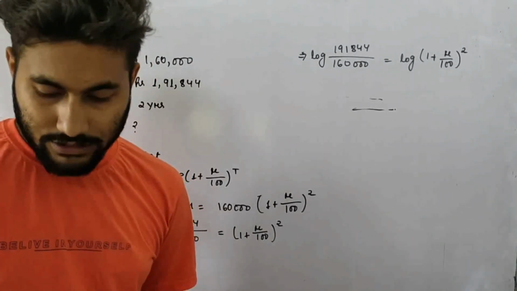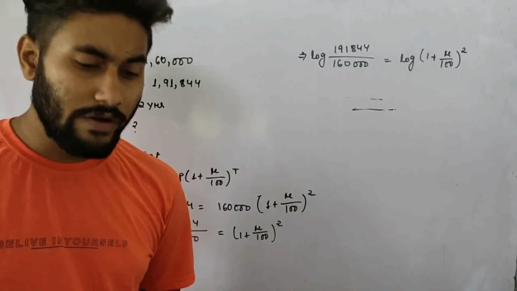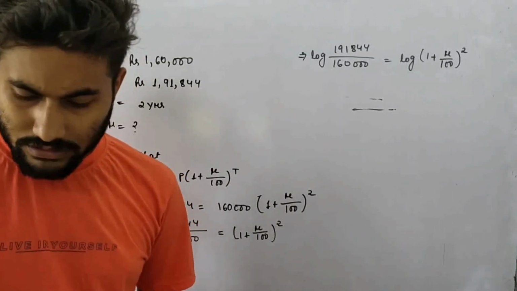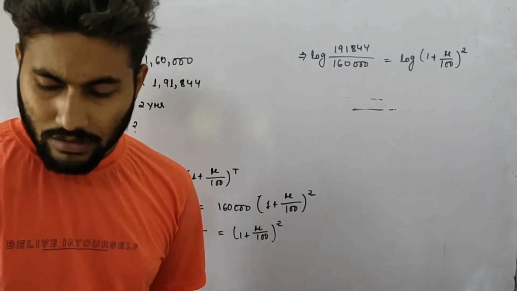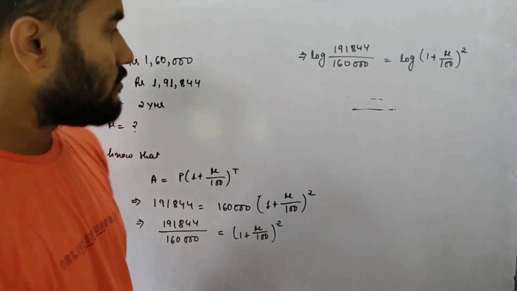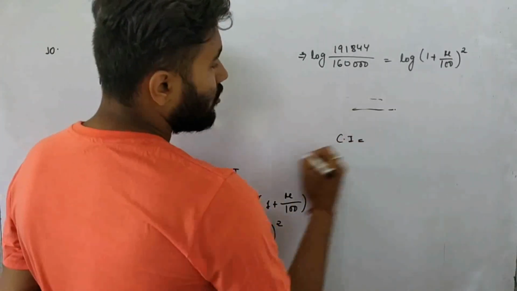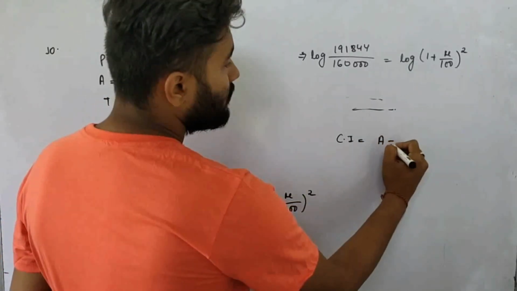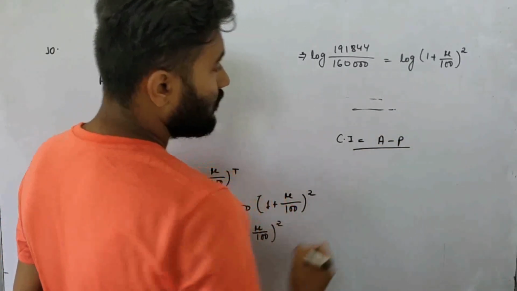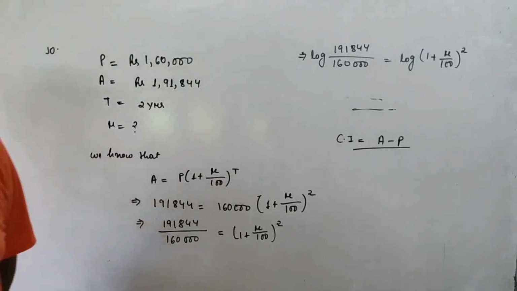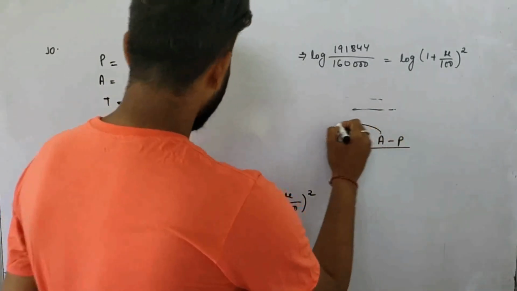Question number 12. What will be the interest? In this question you have to find interest. Principal is given, time is given, rate is given. So to find interest, the formula is what? Compound interest, actually. Compound interest formula is amount minus principal. So at first you find the amount using what formula?